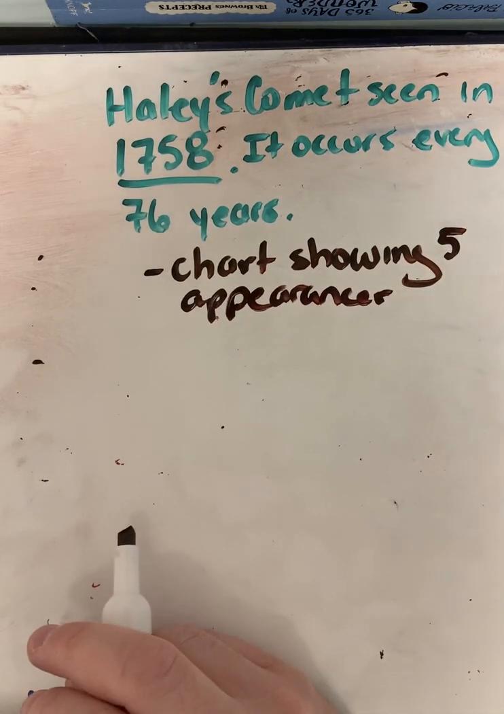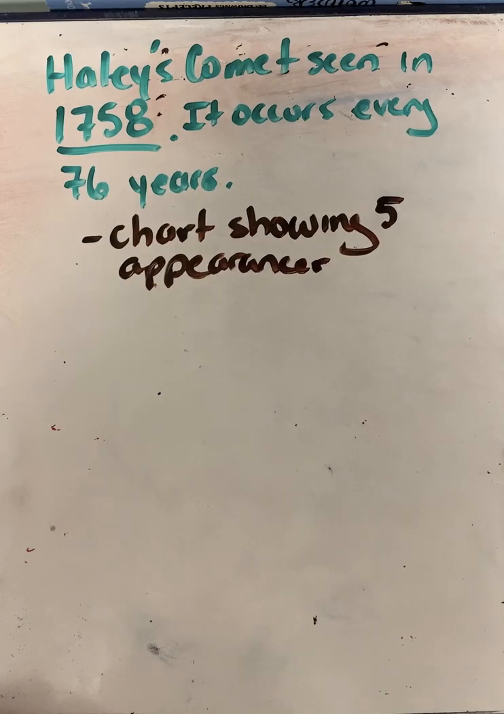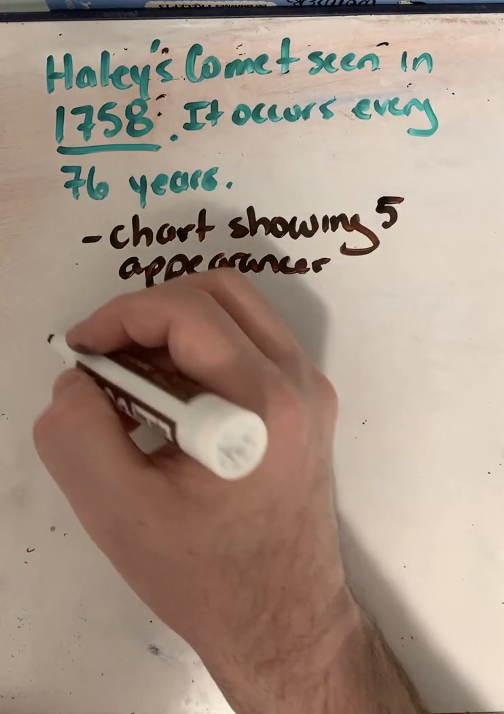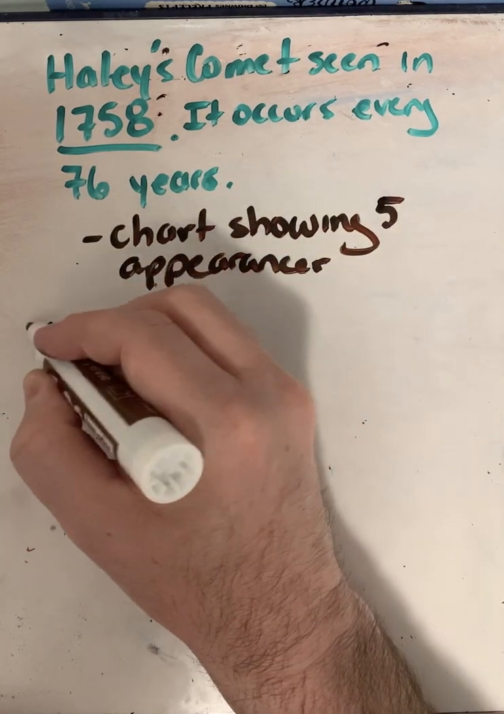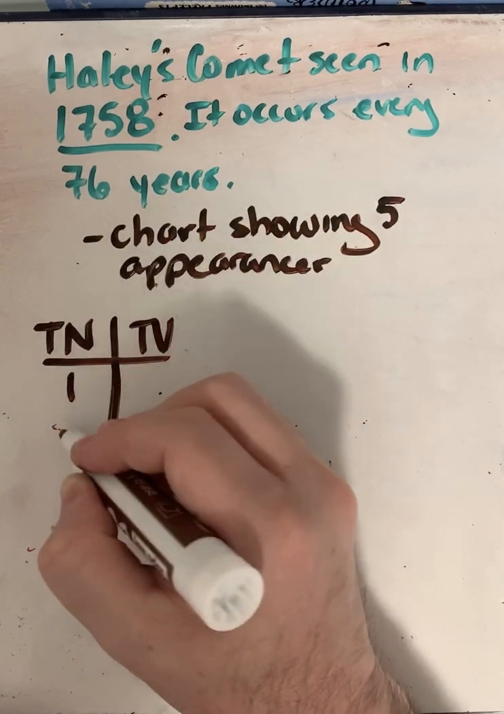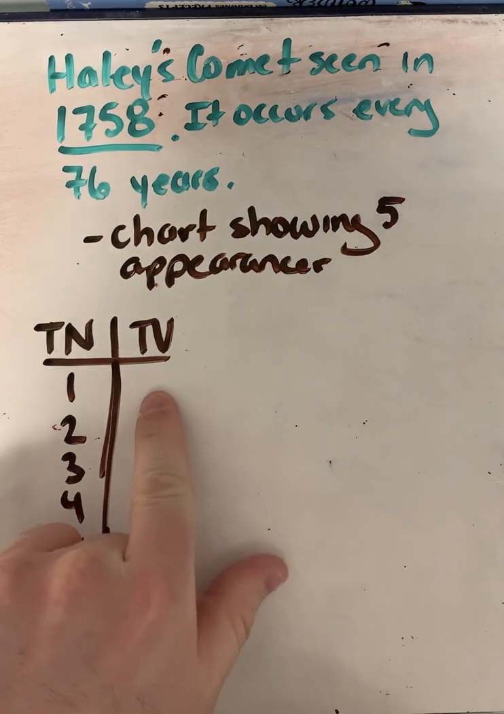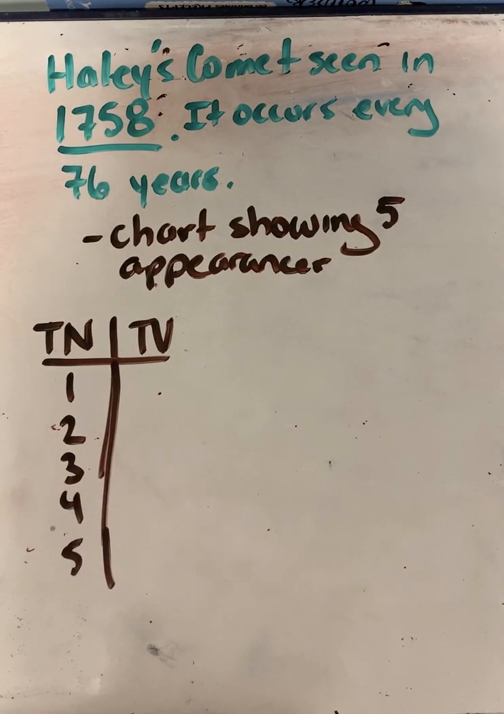Now here's the application piece, why it's important to think this through. You're going to have 5, you're going to create your term number chart. So we'll have TN and TV. 1, 2, 3, 4, 5. What do you think your first number would be?